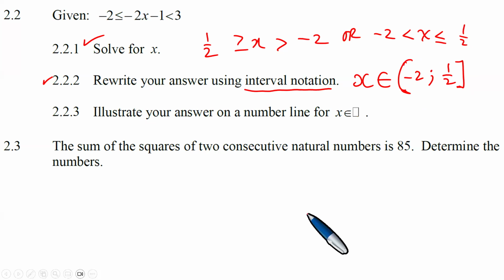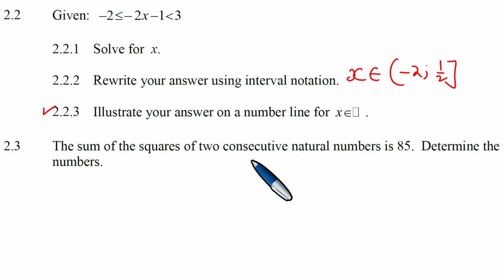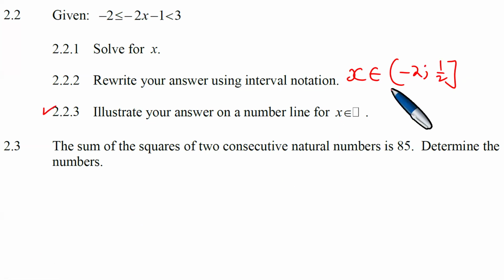Okay, right. So the next question is: illustrate your answer on the number line. How to illustrate your answer on a number line? So this one, x is an element of the interval from -2 up to 1/2. Right, so that is exactly what we have. And this is the interval, because we're using the interval notation.